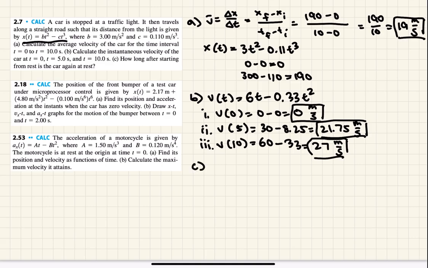And finally, for part C, how long after starting from rest is the car again at rest? So we want the velocity to be 0 again. And so we just solve for v of t equals 0.